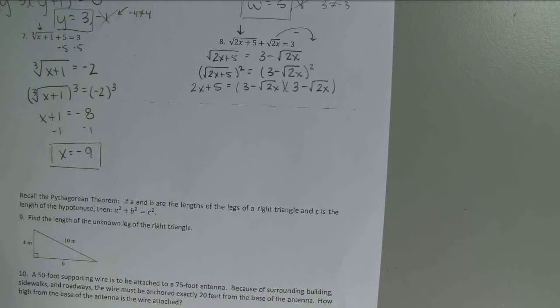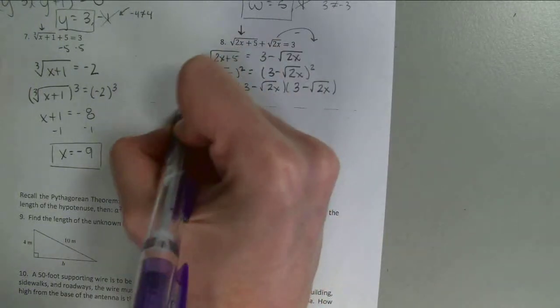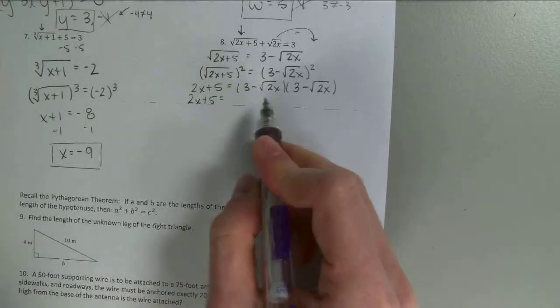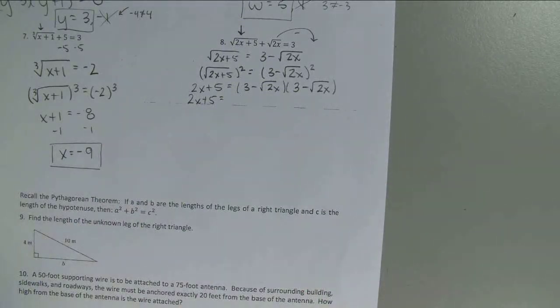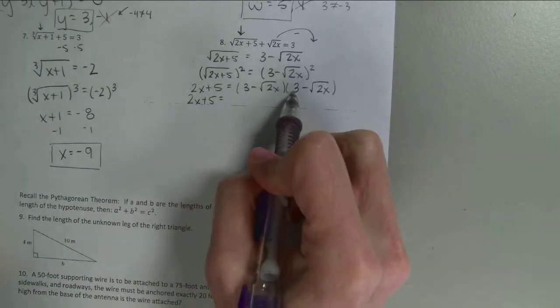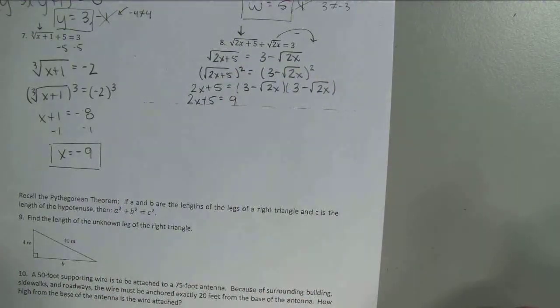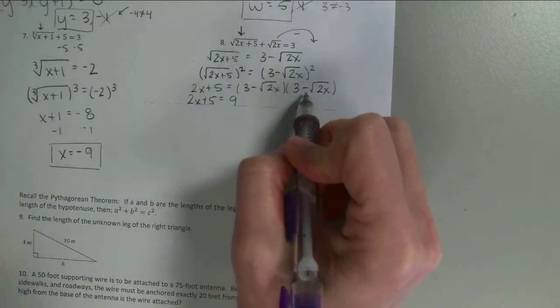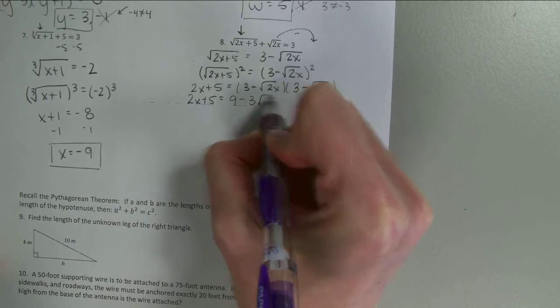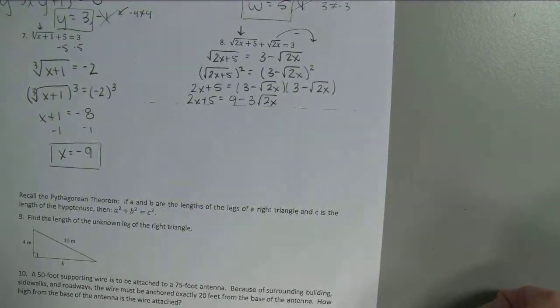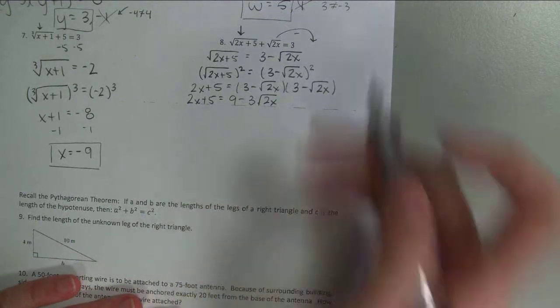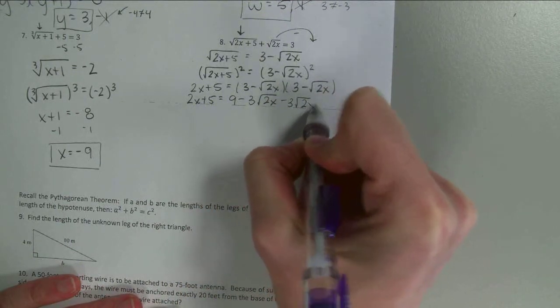All right. Let 2x plus 5 hang out as we FOIL this ugly thing. Remember the 3 is a whole number, so he will not go inside the root. He will just stay outside the root. The 2x, they're both under the root, so when we multiply them, they'll stay under the root. So we're going to have 3 times 3, which is 9. 3 times a negative root 2x, the 3 will stay on the outside, and the root 2x will stay behind him. So we're done with that, okay? Now we're going to do negative root 2x times 3. Again, the 3 will stay on the outside of the root 2x.